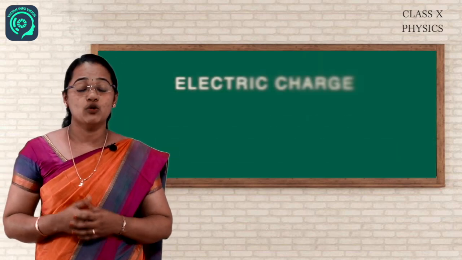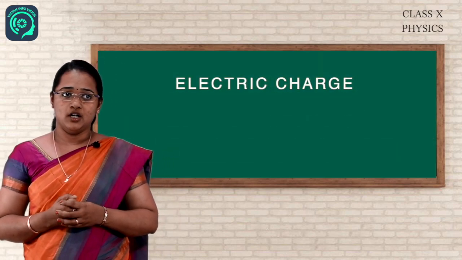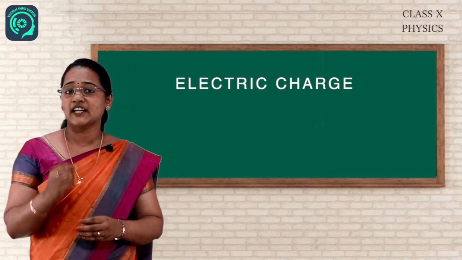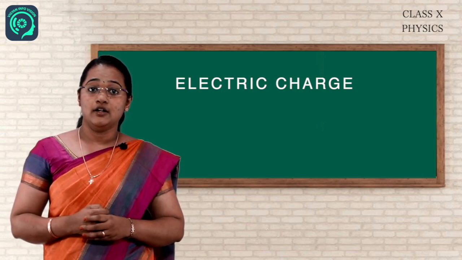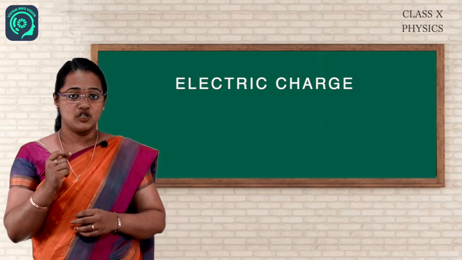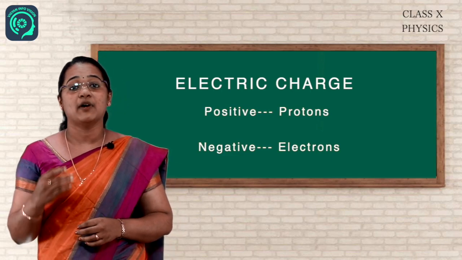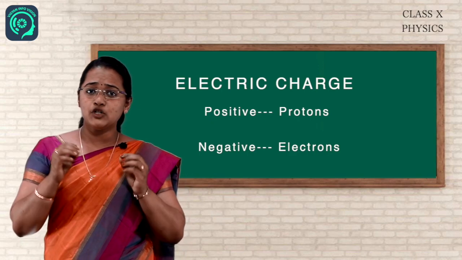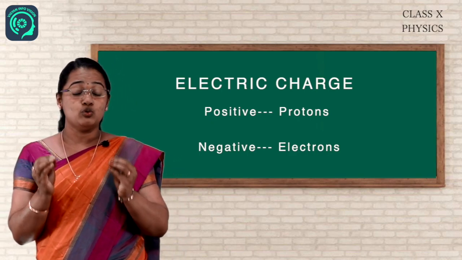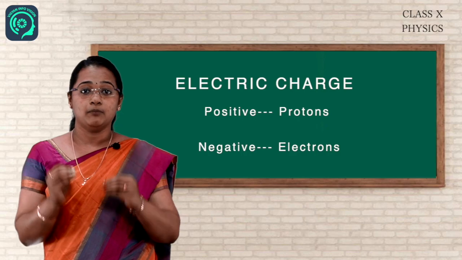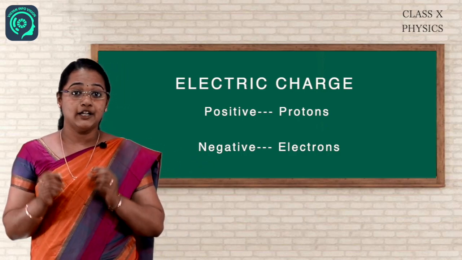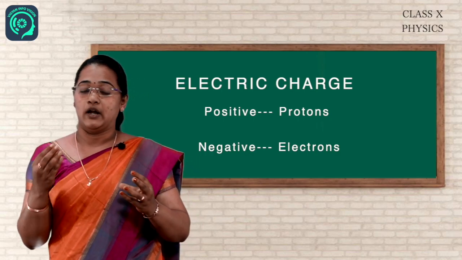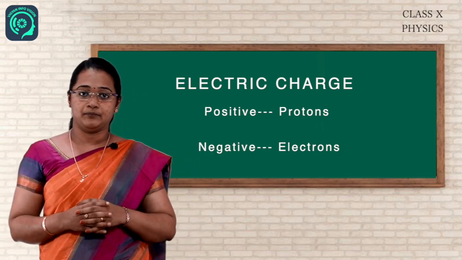Now let us recollect what an electric charge is. Who carries this electric charge? Electric charge is carried by tiny subatomic particles. Positive charge and negative charge are present. Positive charge is carried by protons and negative charge is carried by electrons. When two positive charges or two negative charges, that is like charges, come closer, they will repel. And if two unlike charges come closer, that is, one positive and one negative, they will attract.